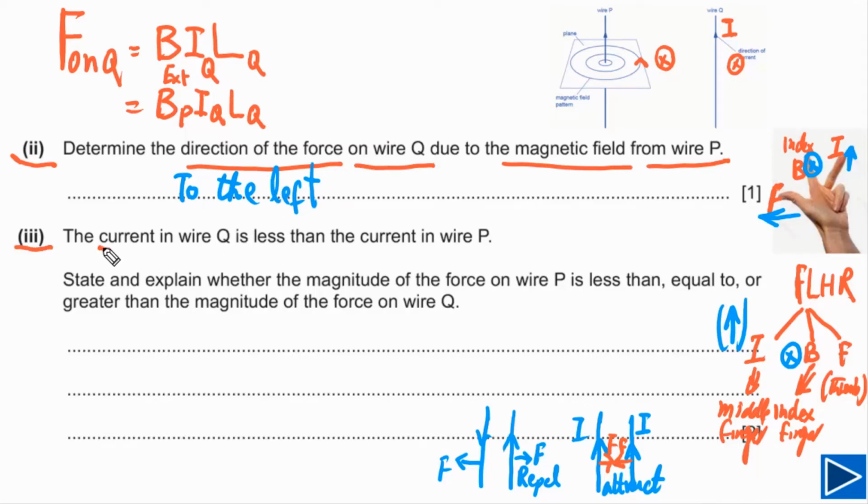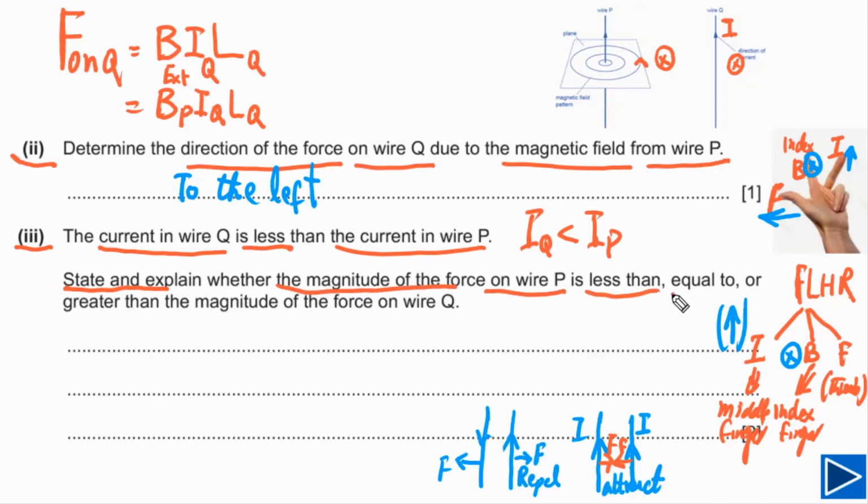For the next part, the current in wire Q is less than the current in wire P. So it simply means that IQ is less than IP. This is given to us now. We need to state and explain whether the magnitude of the force on wire P is less than, equal to, or greater than the magnitude of the force on wire Q. So first of all, let's try to understand how we can find the magnitude of force on any wire.